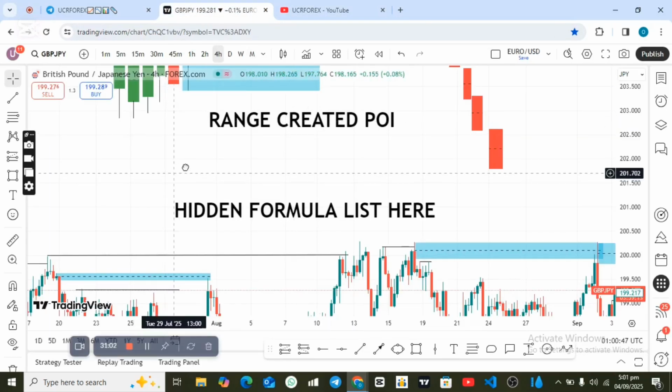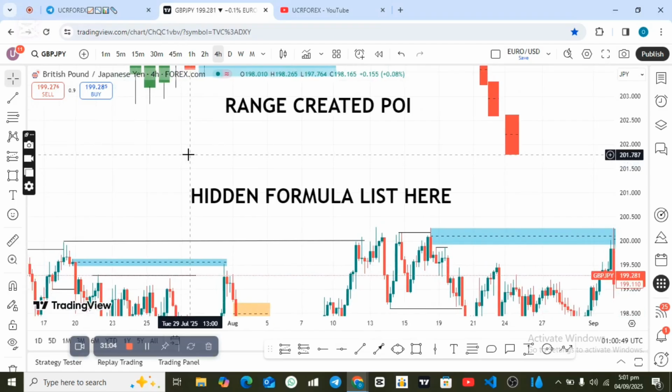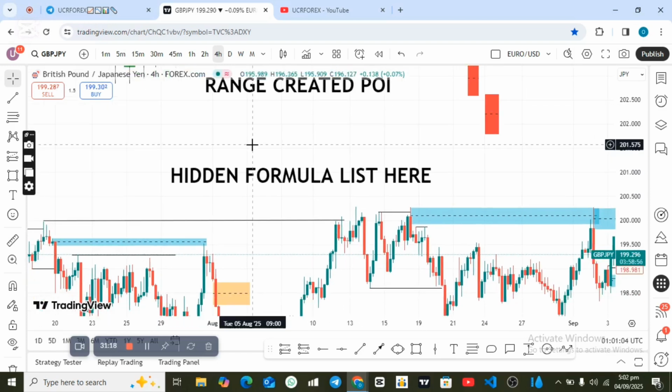Very simple. We have already talked that it must have a break of structure. That's number one rule. Secondly, it must have a fair value gap. Third, it must have an engagement level, and then fourth, it must be an unmitigated POI.